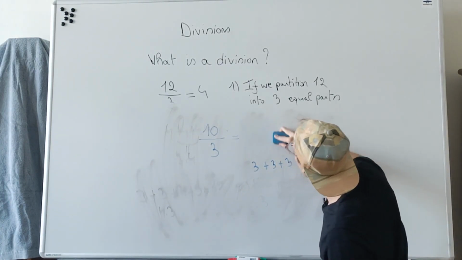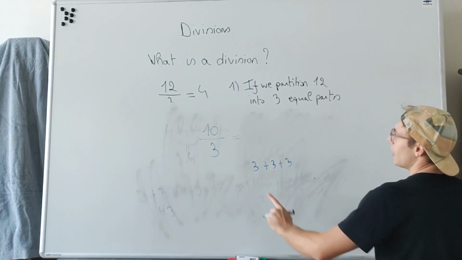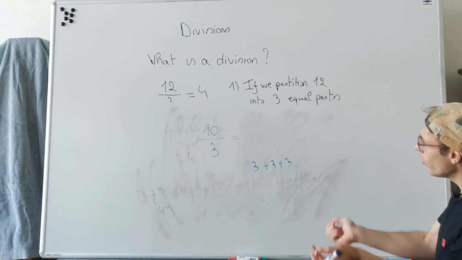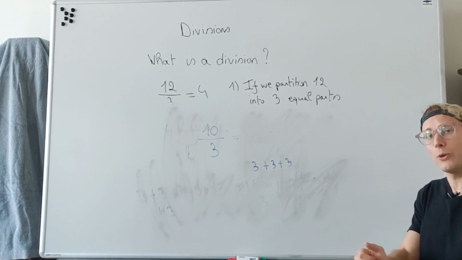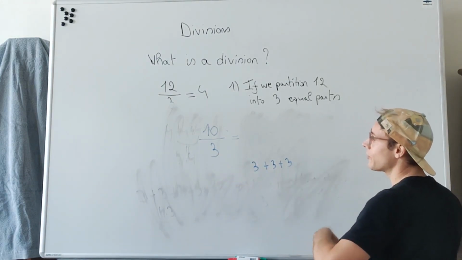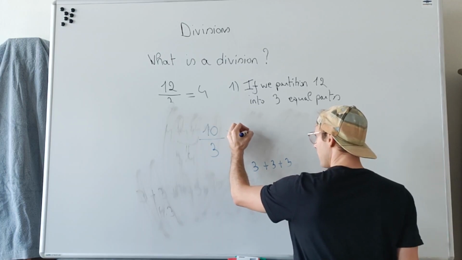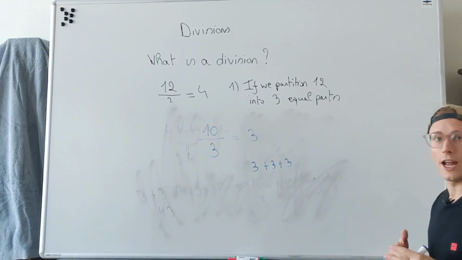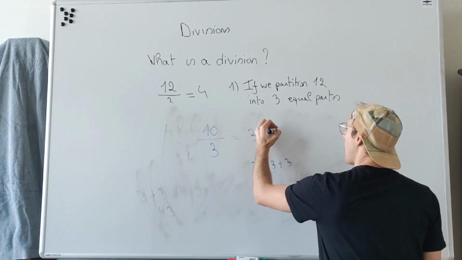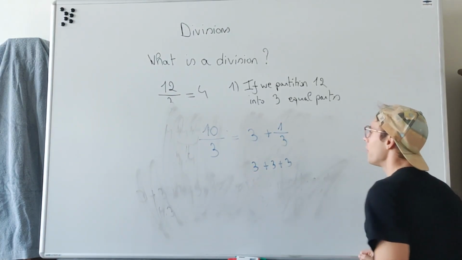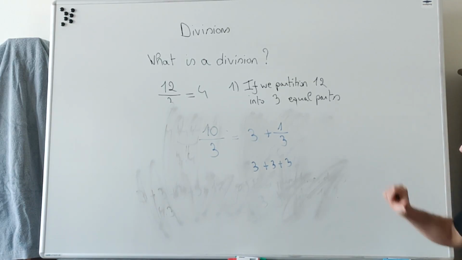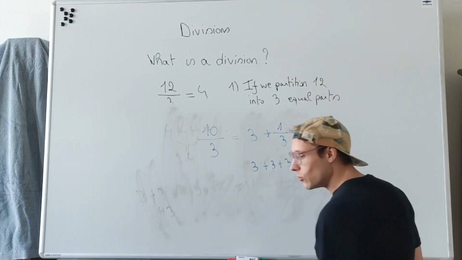What you can do, every fraction you can always write as a whole number plus a fraction between 0 and 1. In this case, well, 3 fits 3 times into 10. And then we are at 9. So we have 1 left over. So we can add in 1/3.